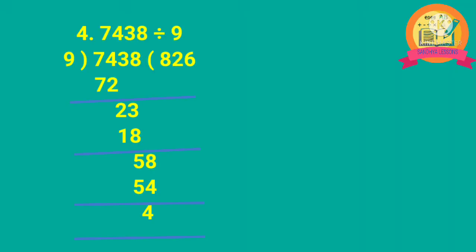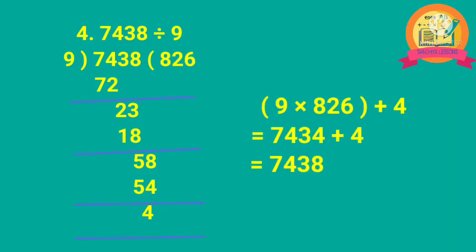Fourth problem, 7438 divided by 9. By dividing 7438 by 9, we get 826 as quotient and 4 as remainder. For verification, we apply the formula dividend is equal to divisor into quotient plus remainder. That is 9 multiplied with 826 plus 4, that is equal to 7434 plus 4, that is equal to 7438, which is the dividend. So the answer is correct.